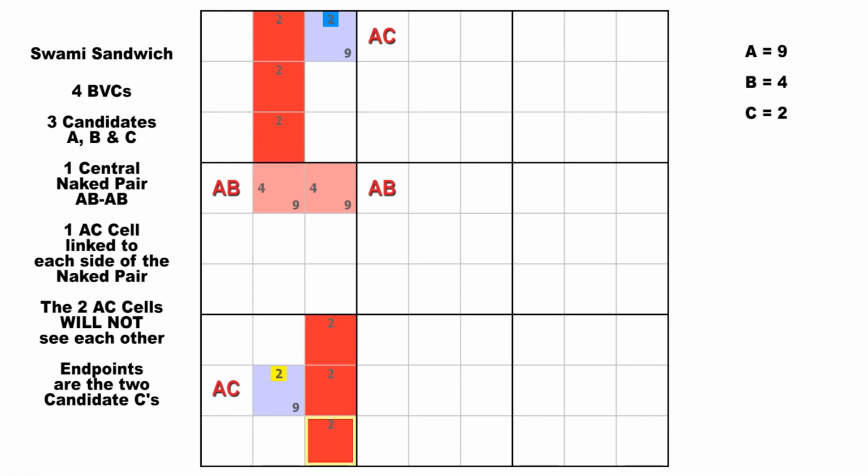Okay? Now remember, in a Swami sandwich, the 2 AC cells will not see each other. Because if they did, they would form a naked pair, which would result in either a butterfly or a split quad loop, and it would not be a sandwich. Let me show you what I mean.